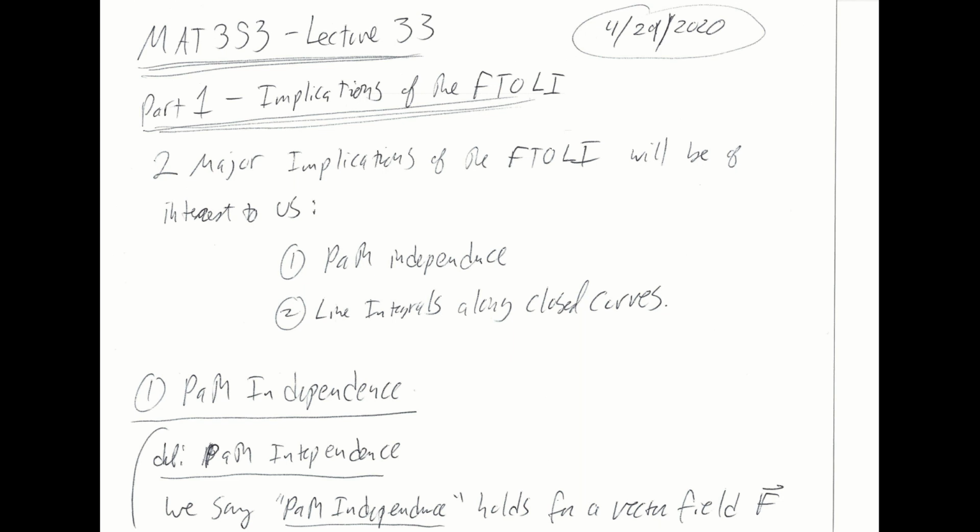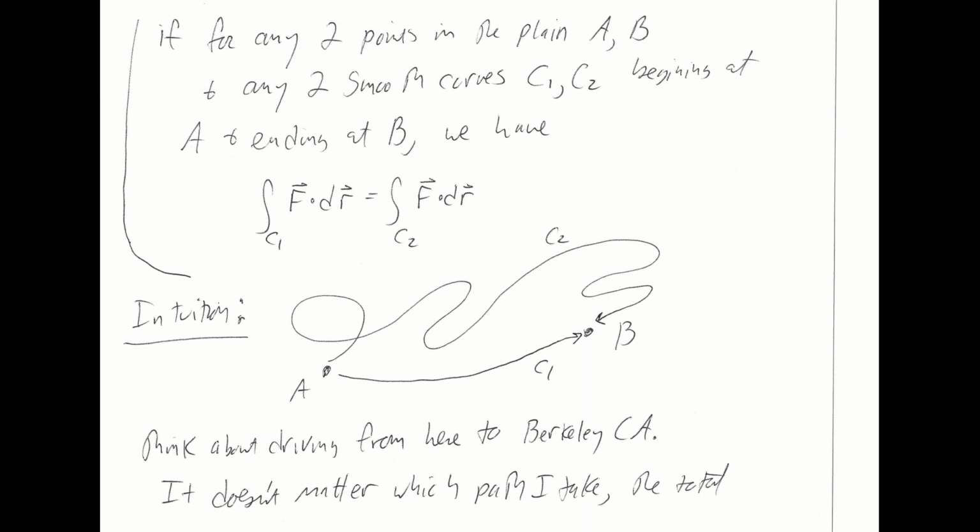So what do I mean by path independence? We say that path independence holds for a vector field f hat if you can take any 2 points in the plane, A and B, and you can form any two smooth curves, C1 and C2, that both begin at A and end at B. So it doesn't matter what paths these curves actually follow, just that they begin and end at the same points. If you have that, then if we say that path independence holds for f hat, it will be the case that the line integral of f hat along C1 will be the same as the line integral of f hat along C2.